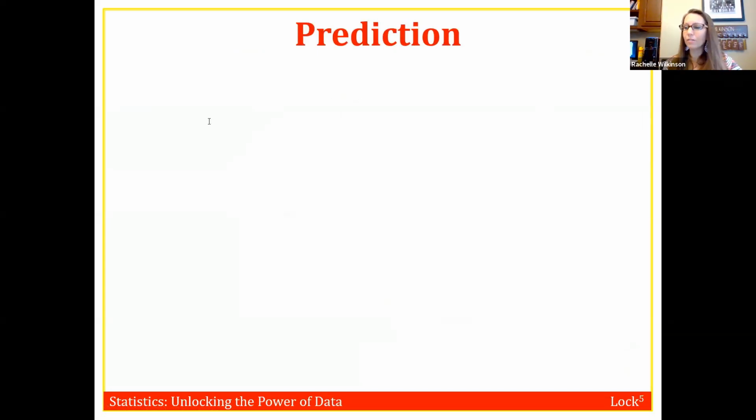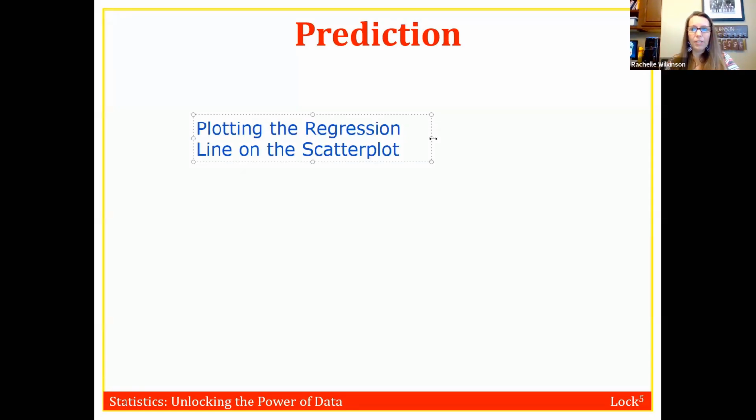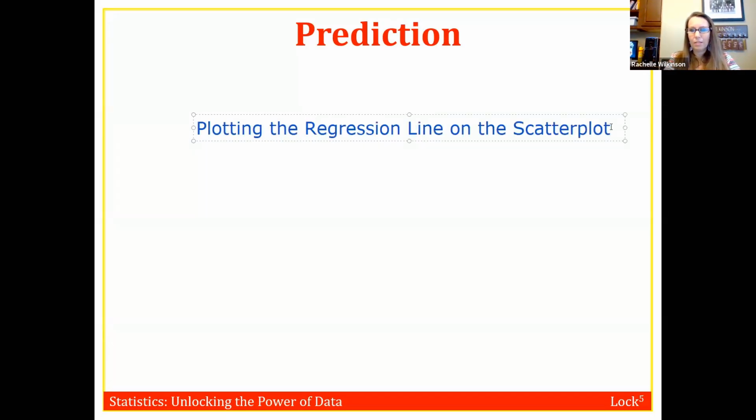Okay, so I'm going to write down the instructions for how we're going to plot the regression line onto our graph, and then we're actually going to try it out. So, plotting the regression line on the scatter plot. And your book is not very descriptive about this, so if you're looking for more help in the book on this topic, you're probably not going to find it in there.